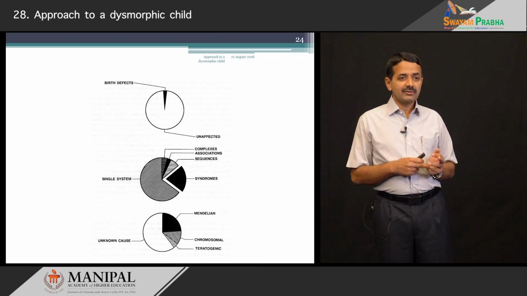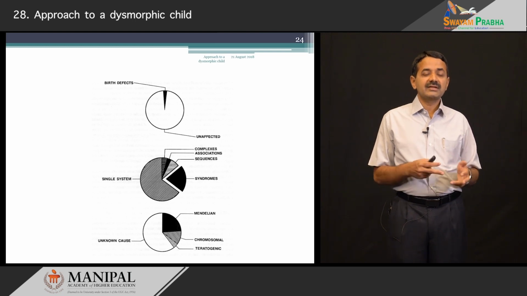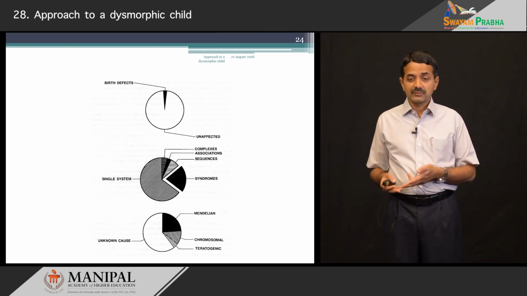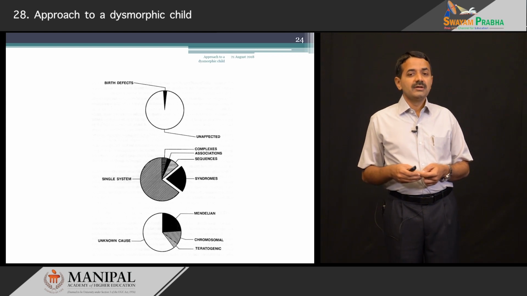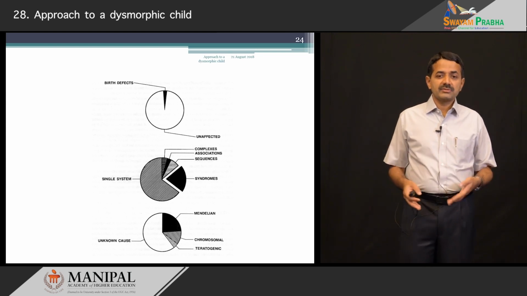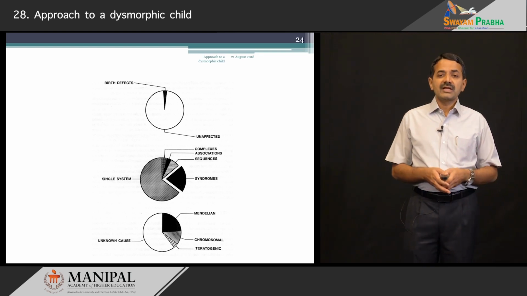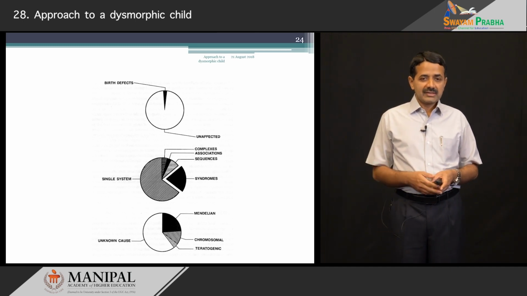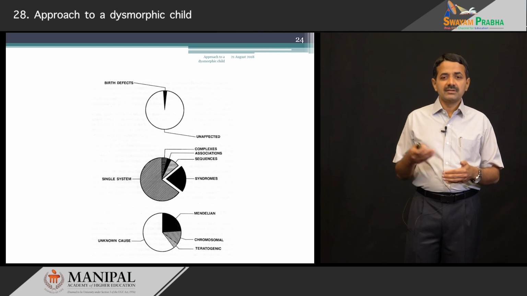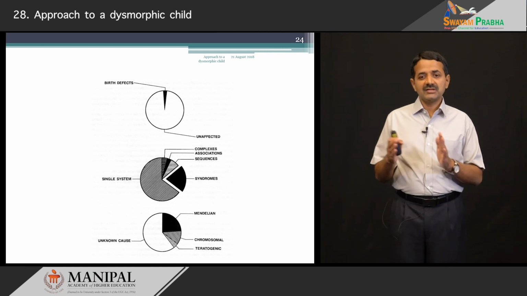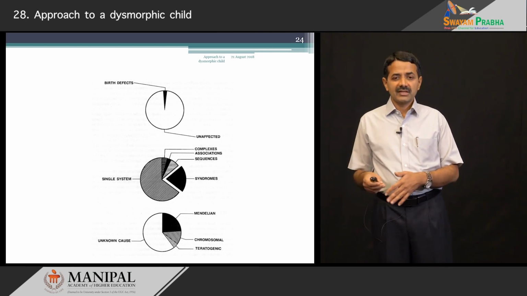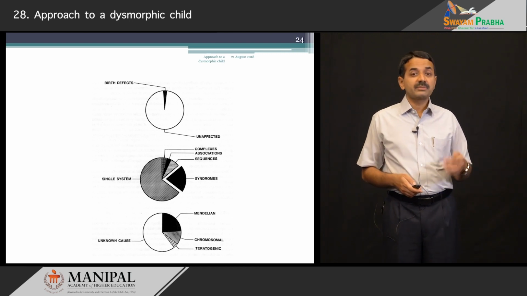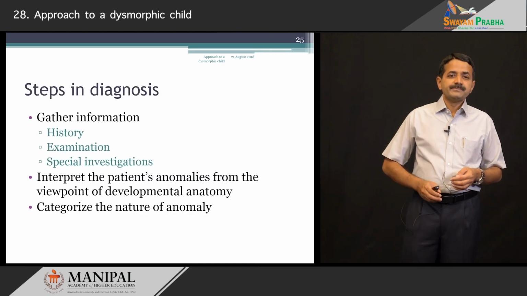It can be a teratogenic exposure in the intrauterine life, it can be a chromosomal anomaly, as we see Down syndrome, trisomy 21, or Edwards syndrome, Patau syndrome or Turner syndrome, or it can be a monogenic cause like Cornelia de Lange syndrome or Bardet-Biedl syndrome. So, it can be genetic, which can be monogenic or chromosomal, or it can be teratogenic or environmental, or sometimes we do not know the cause.